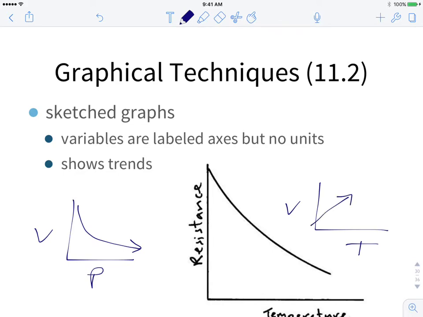Now really, I should put in units. That would be nice, but I don't have to. I could just put it as volume and temperature. You don't need that, it's just a sketch. The idea is to show the trend. You want to show that there's a trend, direct, inverse. You want to use those terms: inverse, not indirect, and direct.